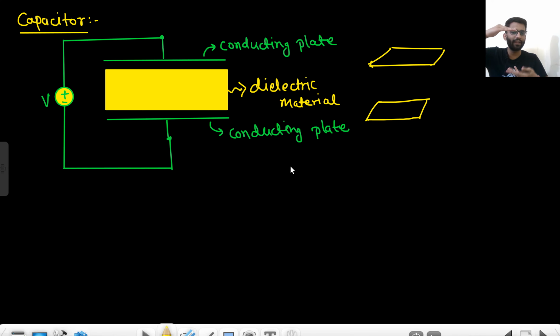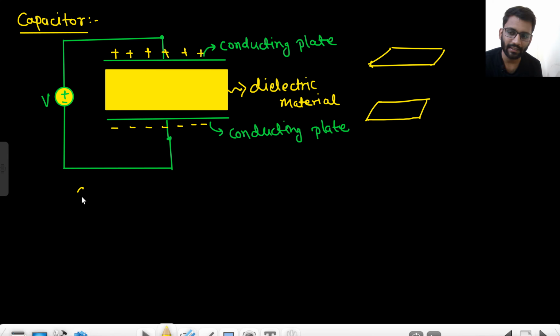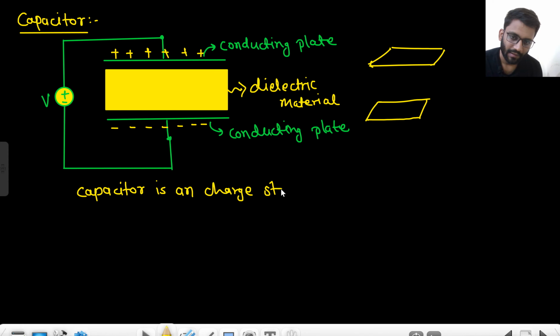So two plates, and then we apply a voltage source across it. So what will happen? This positive charge will come up here, and this negative charge will come up here. Now since there is a gap in between, this positive and negative charge cannot be neutralized. If there was no gap, both of the plates were like this, so positive charge would come here, negative charge would come here, both would be neutralized. So now the charge cannot be neutralized. So a capacitor is a charge storing element.